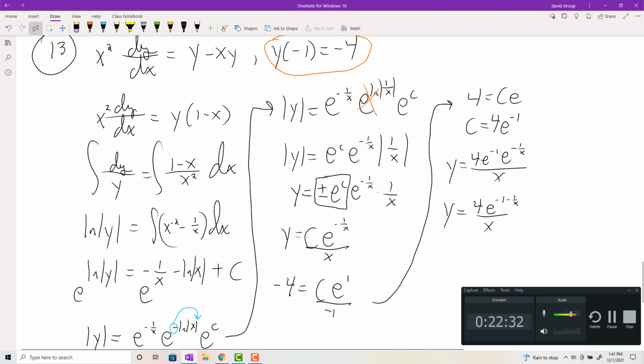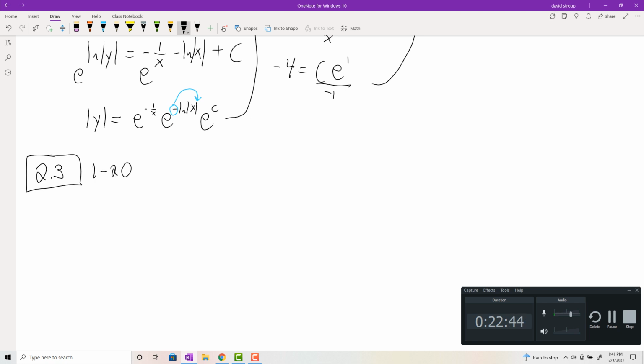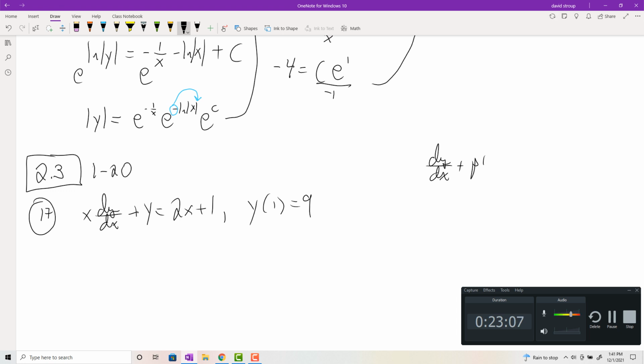The next part then, in 2.3, we start worrying about integrating factors, the mu constant that we multiplied by. I'm looking at questions like 1 to 20. So in particular, let's look at 17. x times dy over dx plus y equals 2x plus 1. The initial condition, y of 1 equals 9. Okay, so the first thing you need to do is get it into the appropriate form. The appropriate form, if you remember, is dy over dx plus p of x times y equals some f of x, right? All right, so I need to divide everything by x.